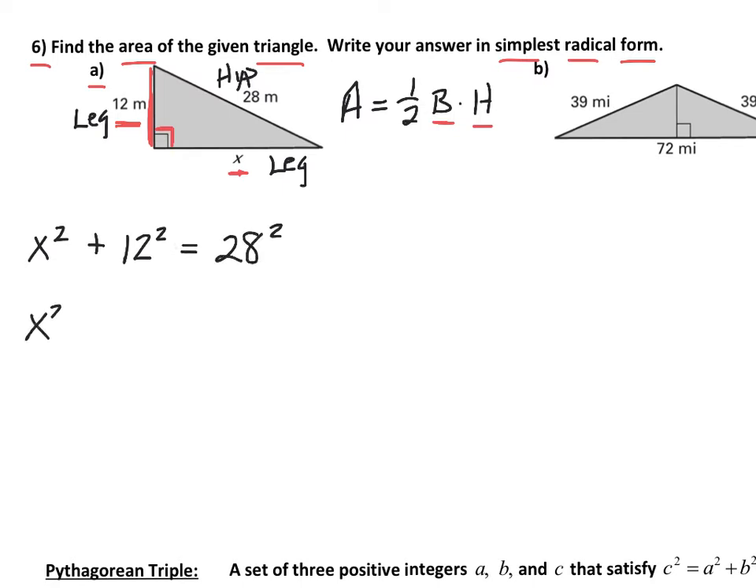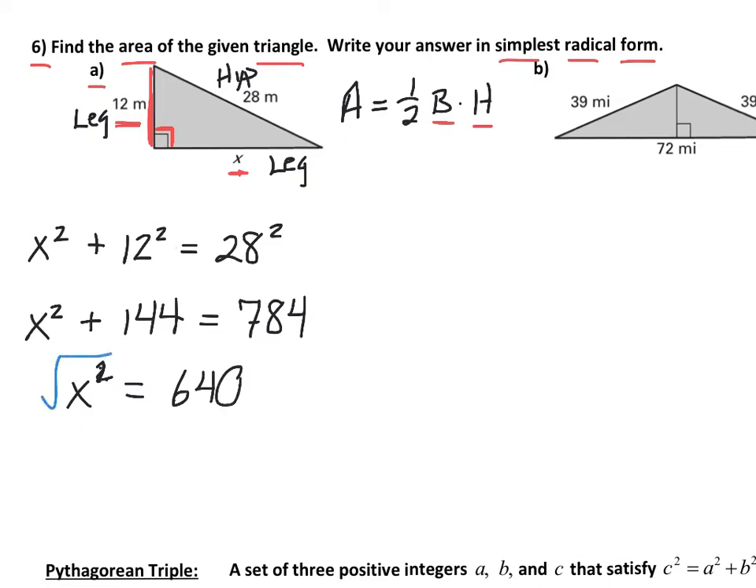So now I end up with x squared plus 144 equals 784. Now, after I subtract that 144, it looks like I'm going to end up with 640. Now, I notice that 640 is not a perfect square, but I do notice that factors of 640 would be 64 and 10.